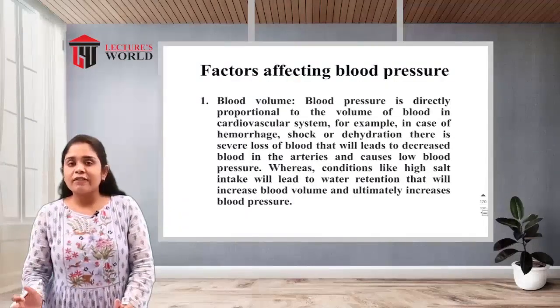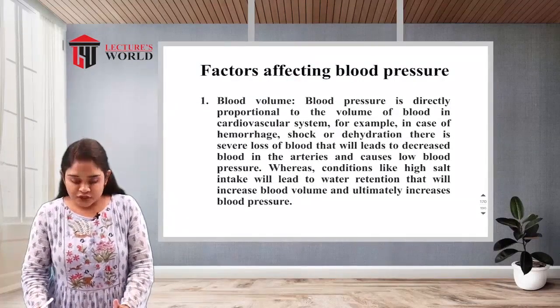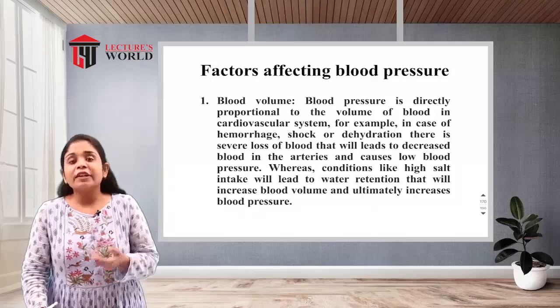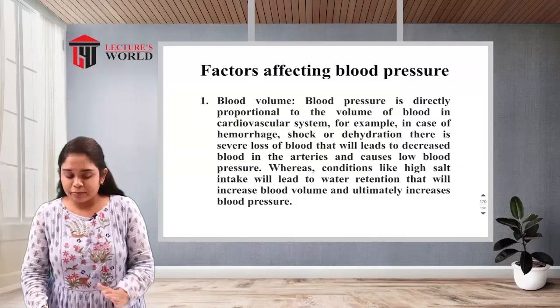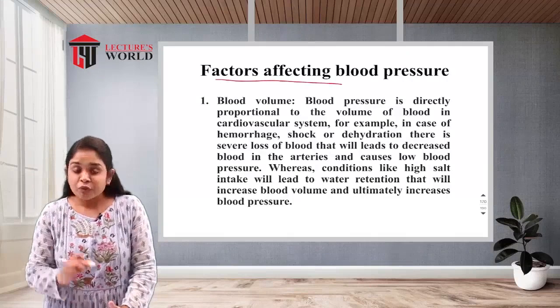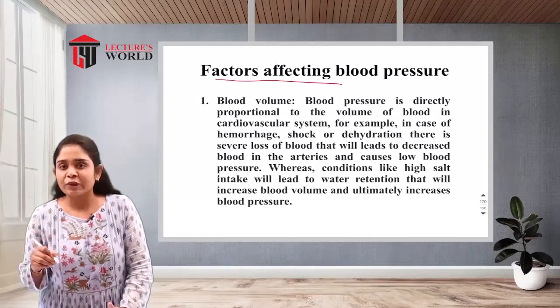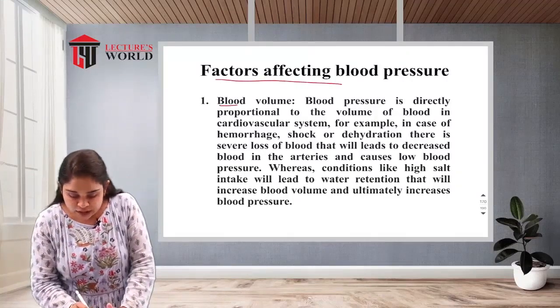Okay, so that was everything about the characteristics of blood pressure. Now we'll be talking about the factors affecting the blood pressure. There are several factors due to which the blood pressure is going to get affected. In that, the first one is the blood volume.